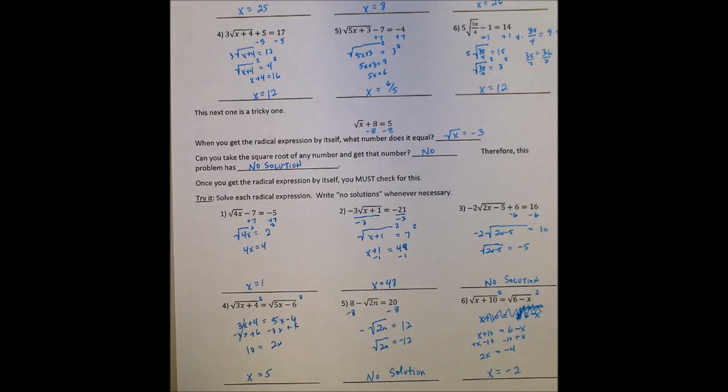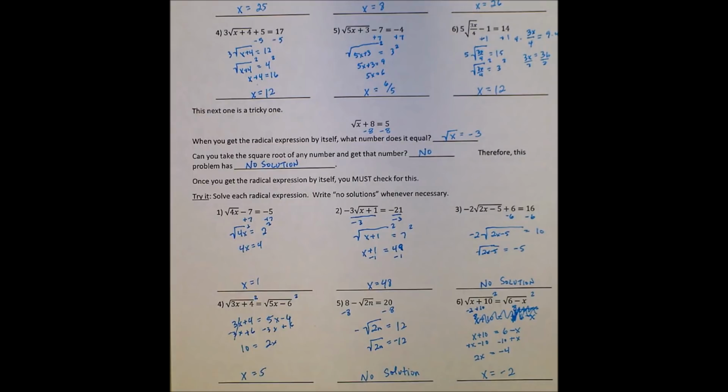Okay? And so if we plugged it back in, we have negative 2 plus 10, which gives us 8. And we'd have 6 minus negative 2, or 6 plus 2, which gives us 8. Radical 8 equals radical 8. It works out. Okay, so we went through a bunch of examples here. The gist of it is make sure you get the radical expression by itself and then square both sides to solve. All right, see you.